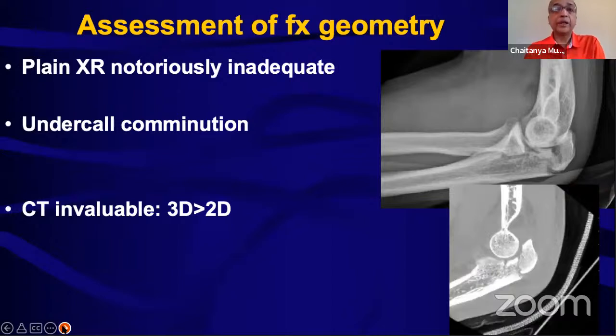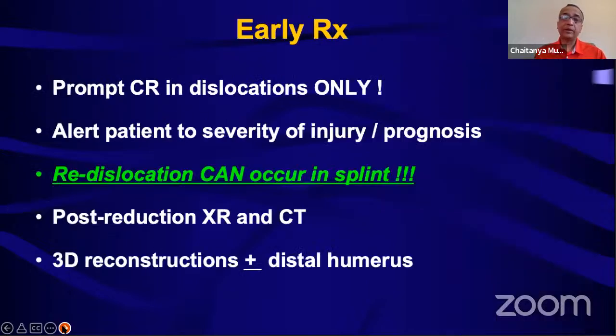So, now that we know how the fractures occurred, how are we going to assess them? Well, I find that plain X-rays are notoriously inadequate because they undercall comminution, and therefore I use CTs very liberally, and I find that 3Ds are far more useful. I do a prompt closed reduction in dislocations only. If there's no dislocation, I don't think there's any utility to trying to do a closed reduction. You have to alert the patient to the severity of the injury. And if you have reduced a dislocation, you have to be mindful that redislocation, as I showed you in the first case, can occur within the splint.